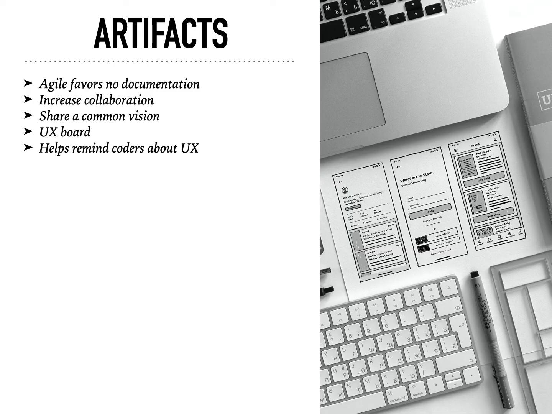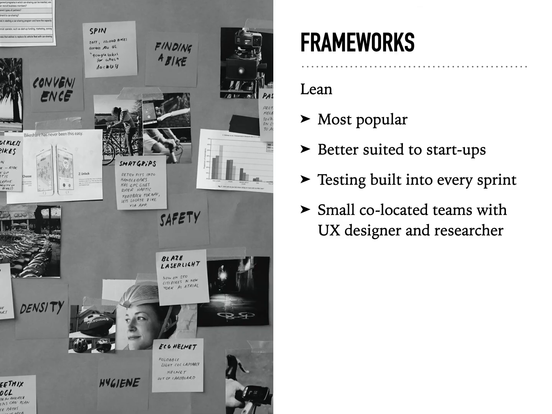Agile focuses on efficiency, and one of the things that it cut back on was documentation. However, artifacts actually help increase collaboration between coders and designers because they help them share a common vision. A UX board in a prominent location can help keep coders on the same page. It also helps remind coders that UX is contributing to the product, especially if the UX designers are on a separate team.